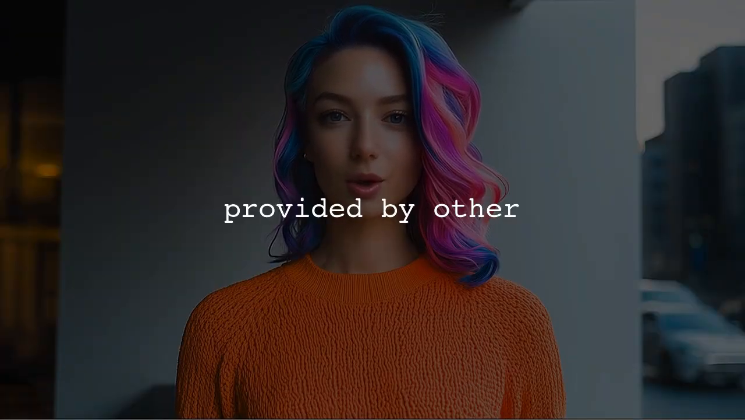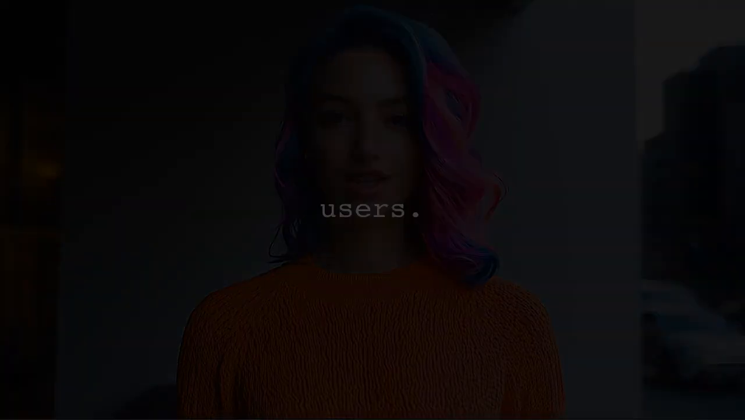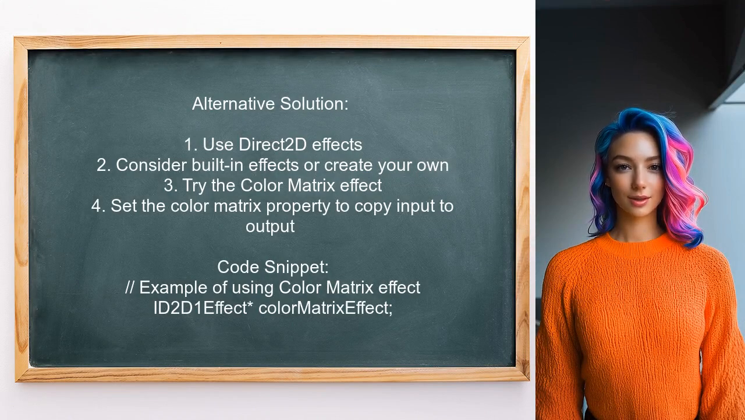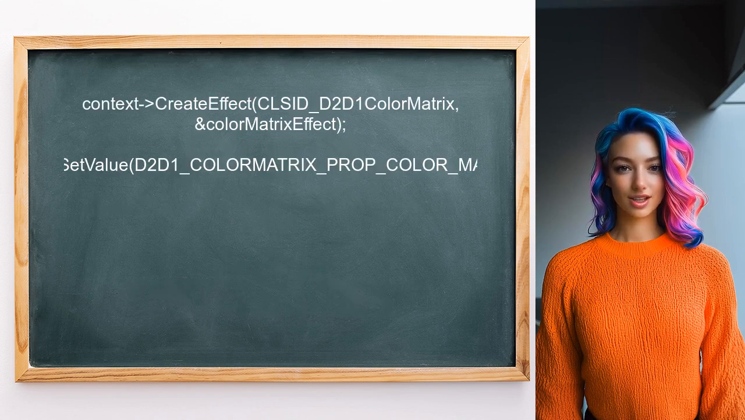Now let's look at the answers provided by other users. An alternative approach suggested by another user involves using Direct2D effects. They mention that you can utilize built-in effects or create your own. Specifically, they recommend the color matrix effect, which might allow you to use your single-channel bitmap as input. By setting the color matrix property, you could copy the input channel to all output channels.